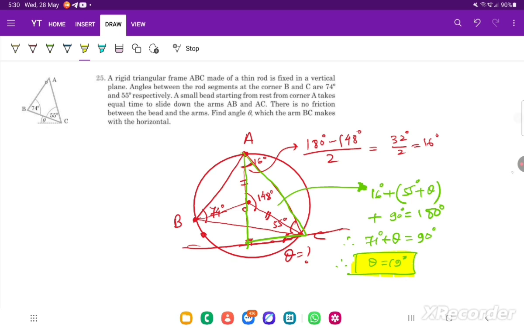So that's all for today, and it's getting too long, so I'll cover another problem from the MCQ section of Pathfinder, NLM chapter only, using a similar concept. I'll solve that problem also in the next video.